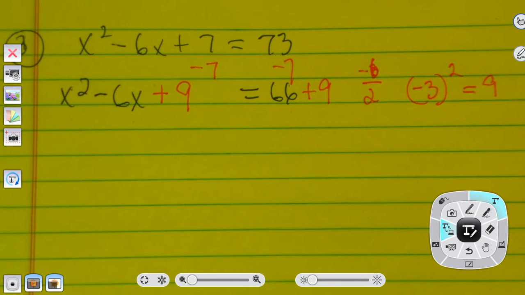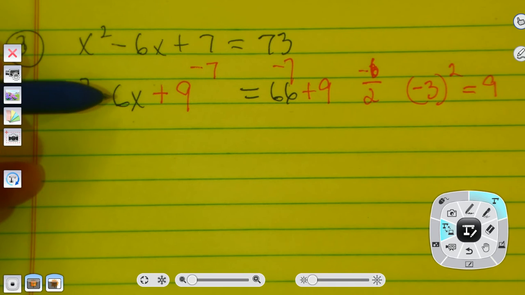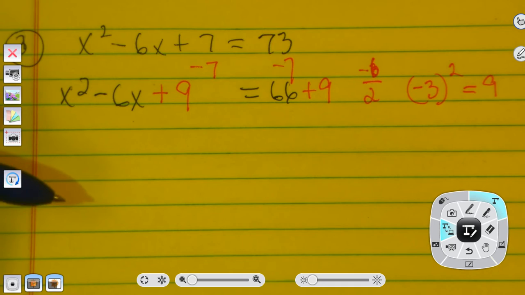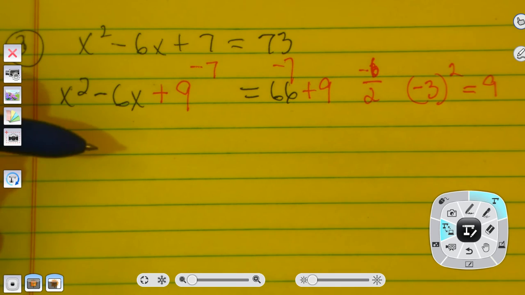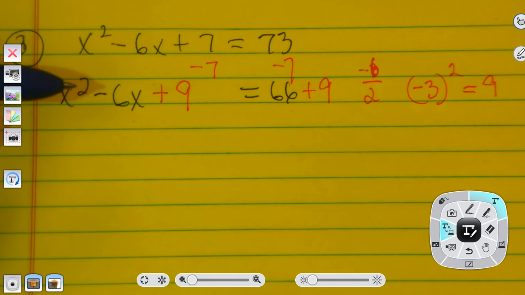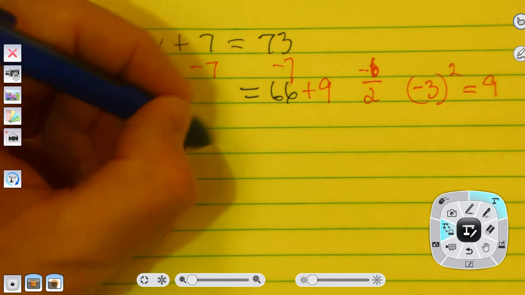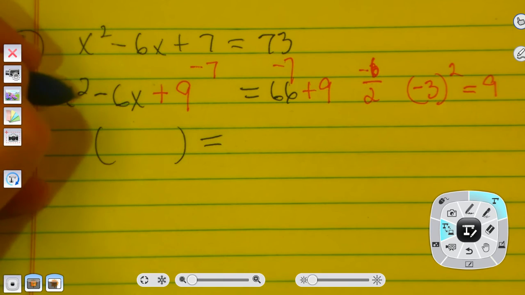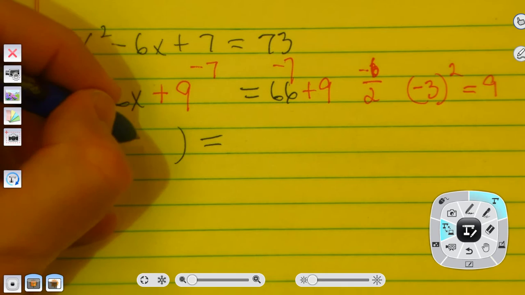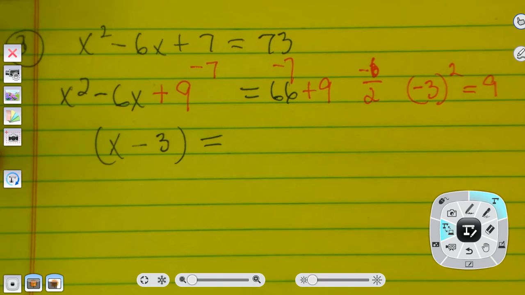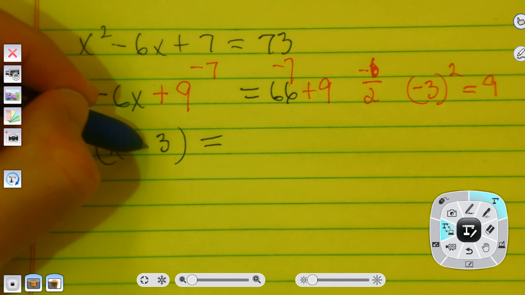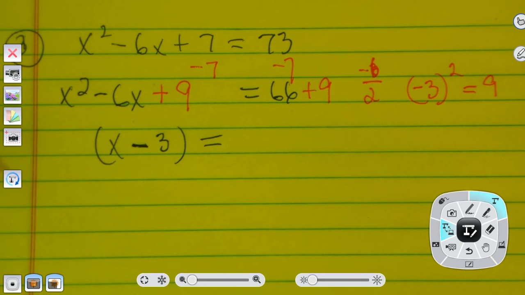Remember, all I did was take the b term, divide it by 2, square it. And when I complete the square, it'll always be positive, because the only way I can square any number is to get a positive result. And once I've completed the square, that becomes something that's easily factorable. It's x minus 3, the square root of x squared, the square root of 9, and I want to bring down a negative sign because the b term was negative.